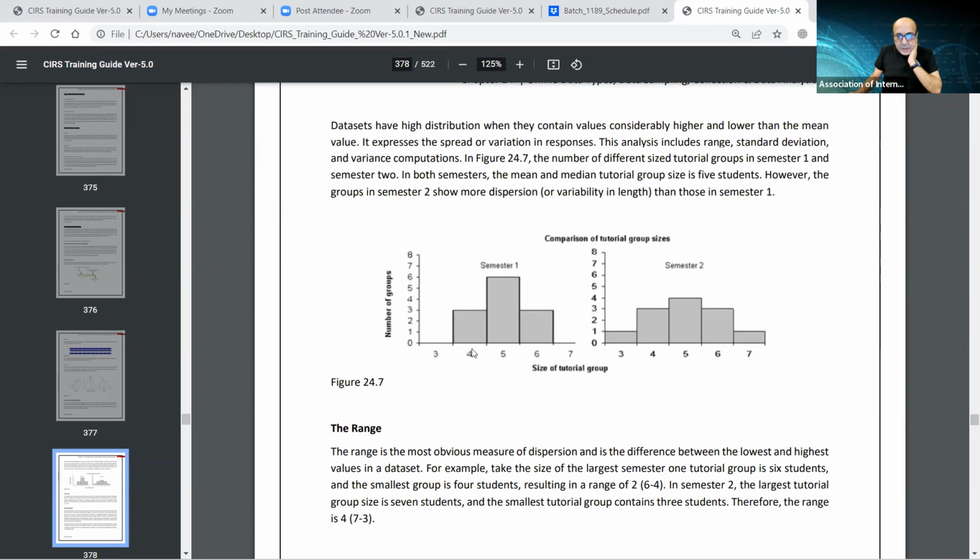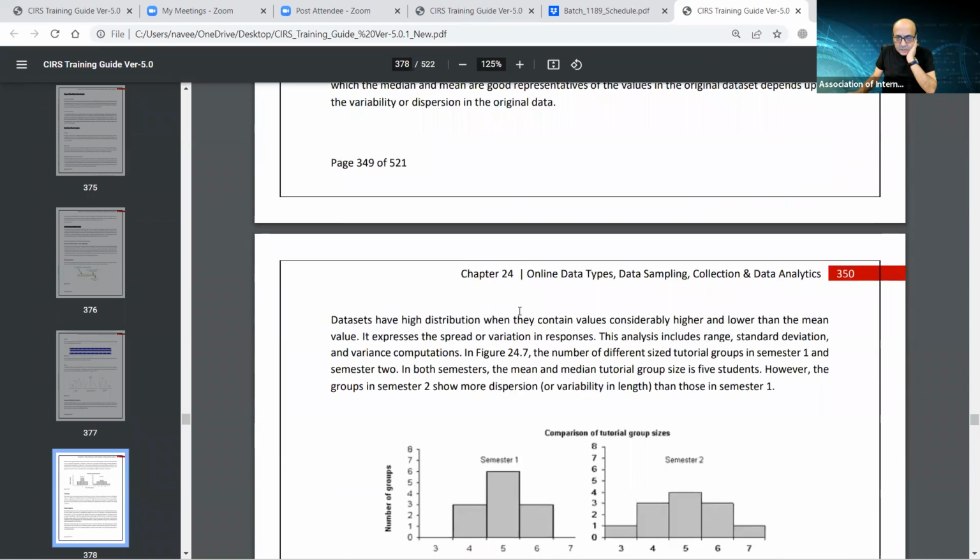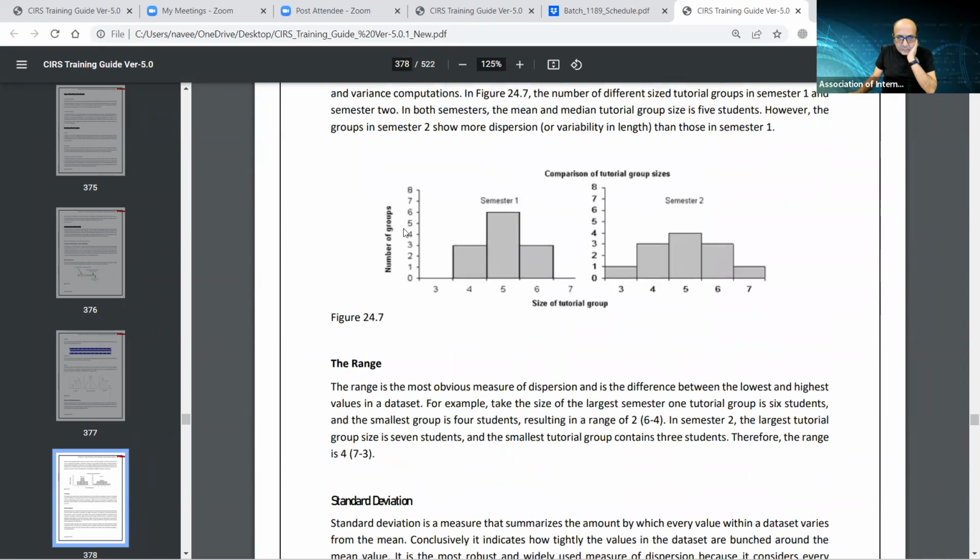But the tutorial, what is on the x-axis? Let me check. The groups in 7 show more dispersion or variability in length than those in 1. Yes, so there is more dispersion. Range, standard deviation, variation, data sets, range. Variable. So this is number of groups. And this is probably the enrollment density.